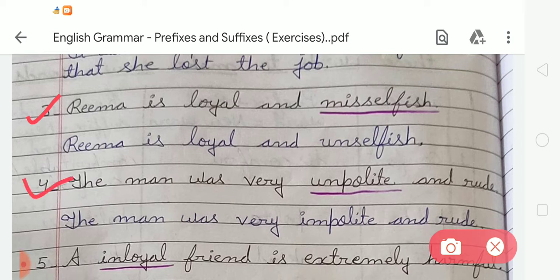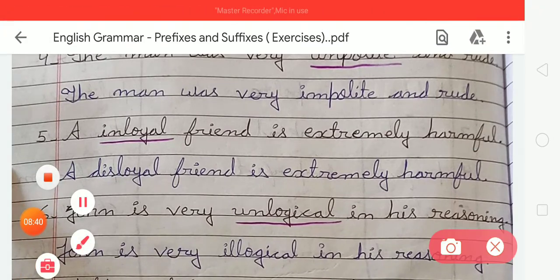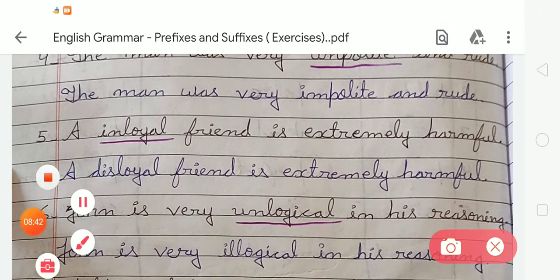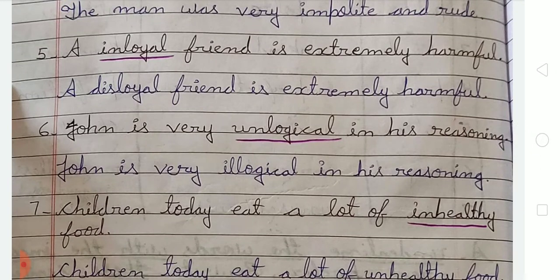Okay student. Now the fourth is the man was very unpolite and rude. So we have to underline the word unpolite, and after that we have to rewrite this sentence like this. The man was very impolite and rude. Okay. Now the fifth is illoyal friend is extremely harmful. So we have to underline the word illoyal, and in the place of illoyal we have to use disloyal. So the sentence will be, a disloyal friend is extremely harmful. Okay. Now the sixth is John is very unlogical in his reasoning. So here we have to underline the word unlogical, and after that we have to rewrite this sentence like this. John is very illogical in his reasoning.